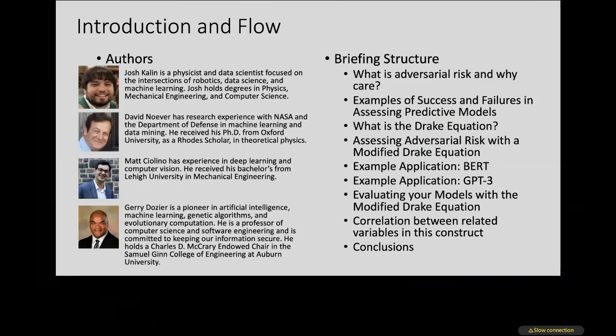and then I gave you just a little sneak preview of the briefing structure for what we're doing here. What is adversarial risk? Some examples of successes and failures in assessing these predictive models, actually using this modified Drake equation for assessing risk. We did some examples, so BERT, GPT-3, really common models in the field right now, state of the art, and understanding what their risk profile might look like under our probabilistic framework. Then just evaluating a set of models.